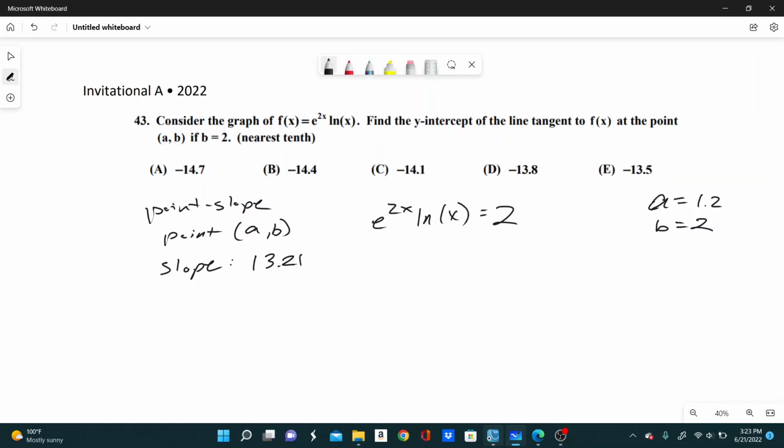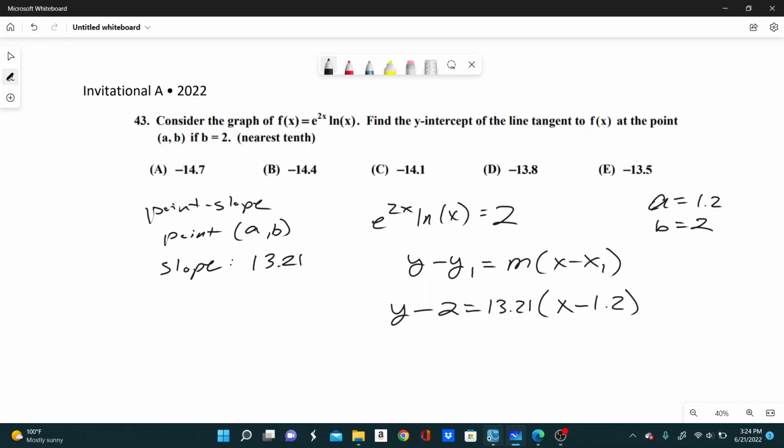So now we have all the things we need for our point slope. So for point slope, our equation is y minus y1 equals our slope, or m, times x minus x1. So we have y, and then y1 is just our point. So in this case, y1 is just the same thing as b. So y minus 2 equals 13.21 times x minus x1, and x1 is basically just a. So x minus 1.2. So now we have the equation of our tangent line.